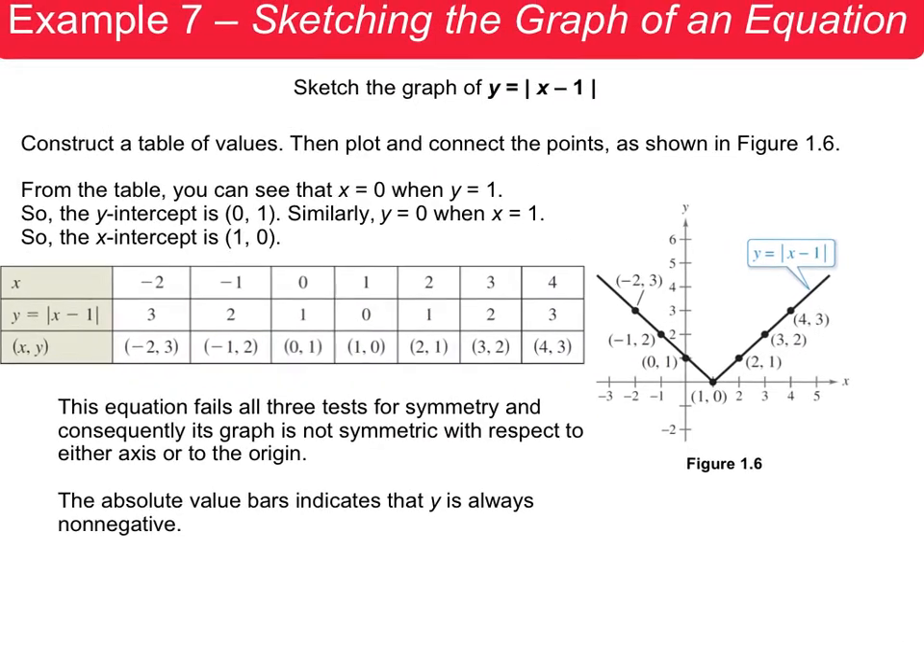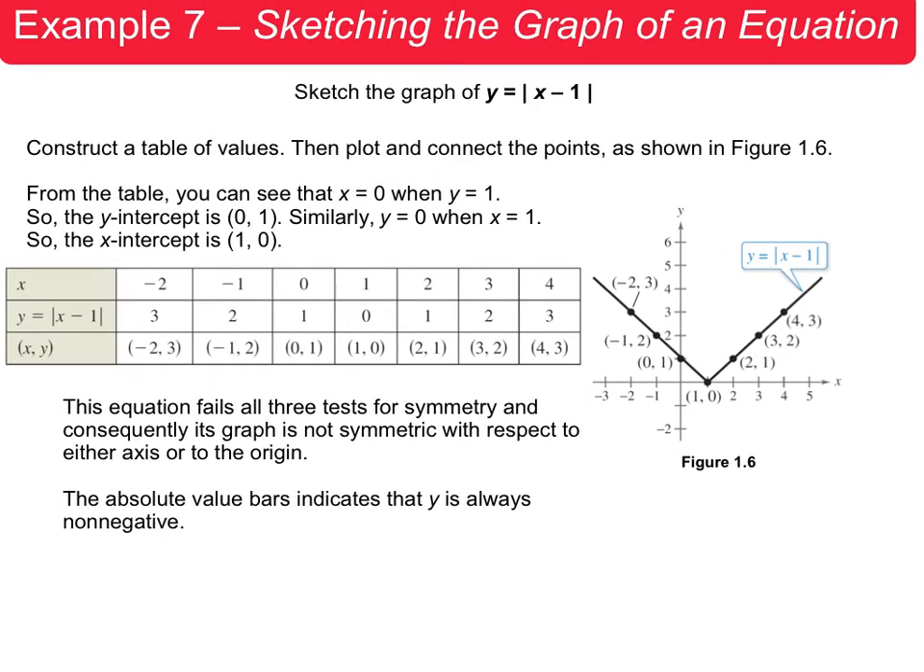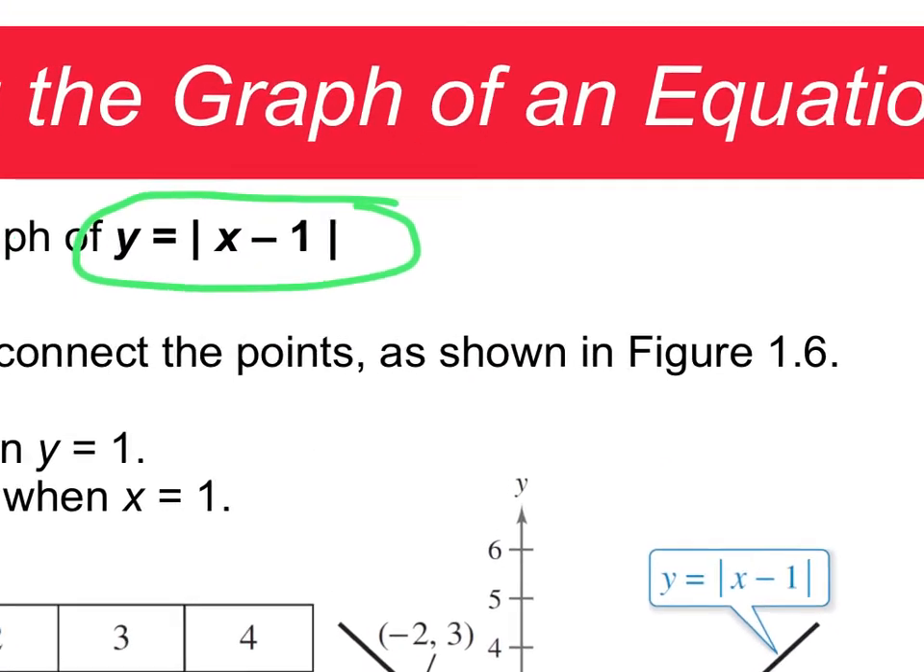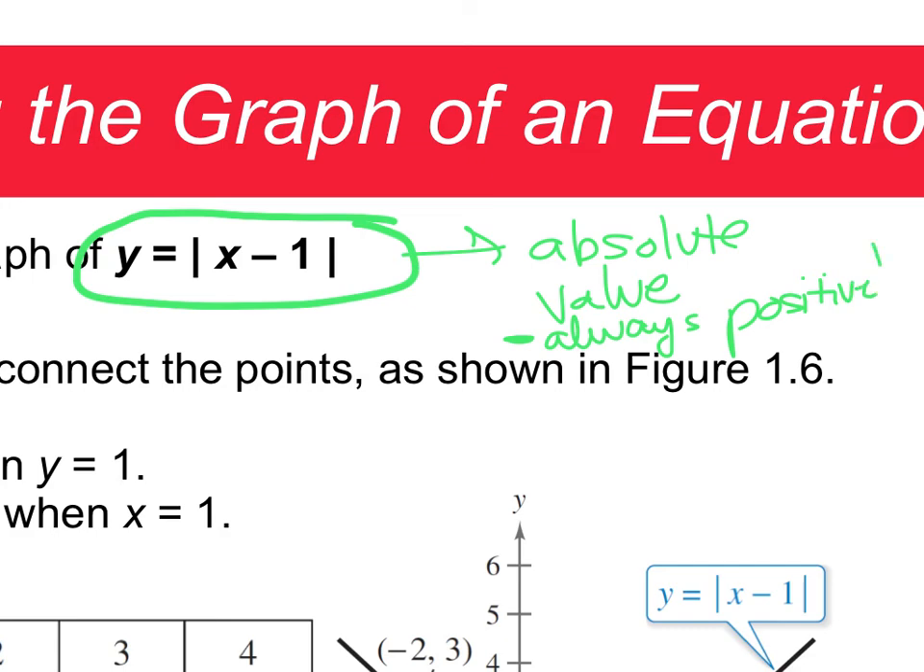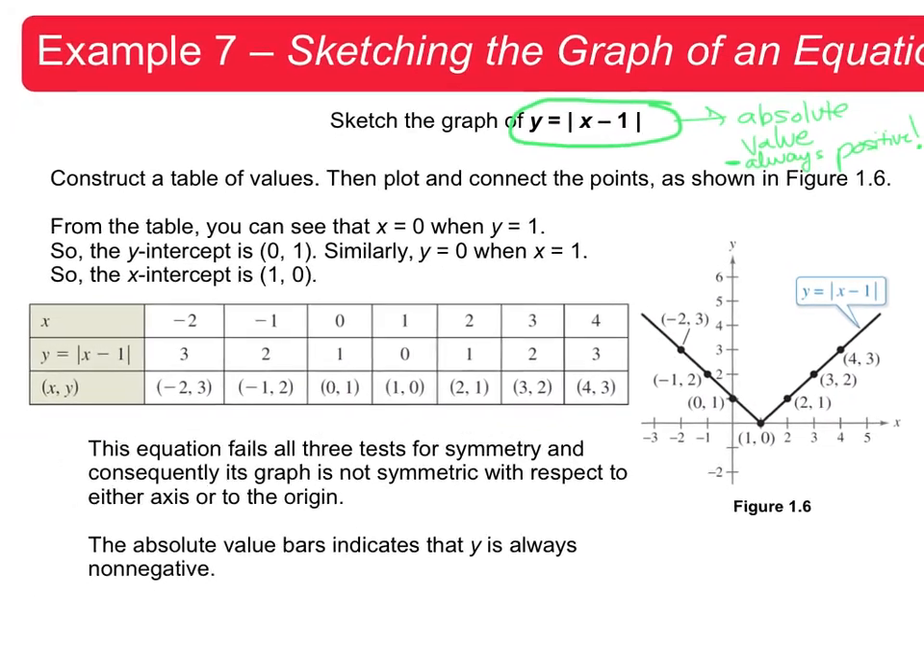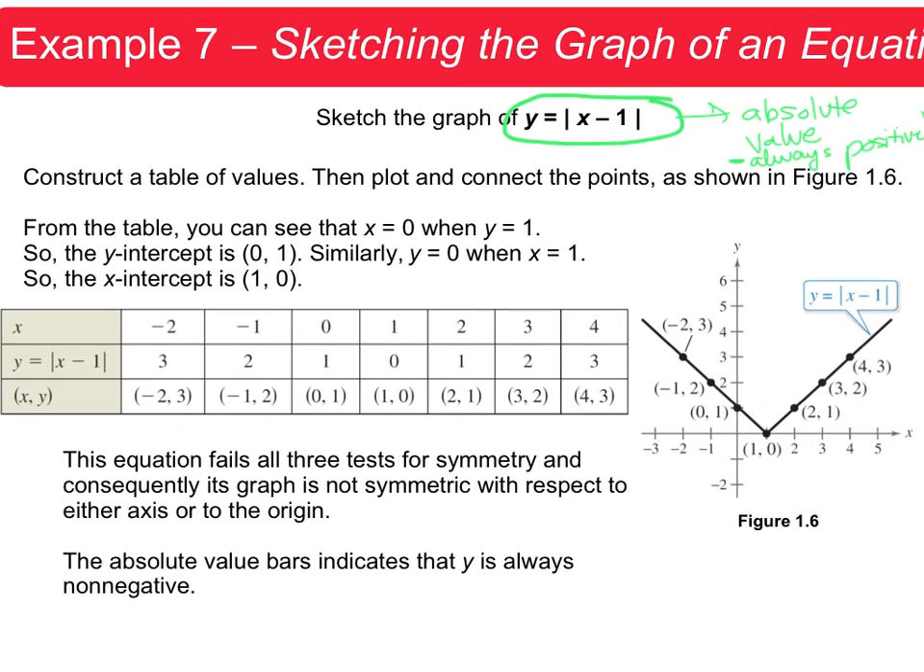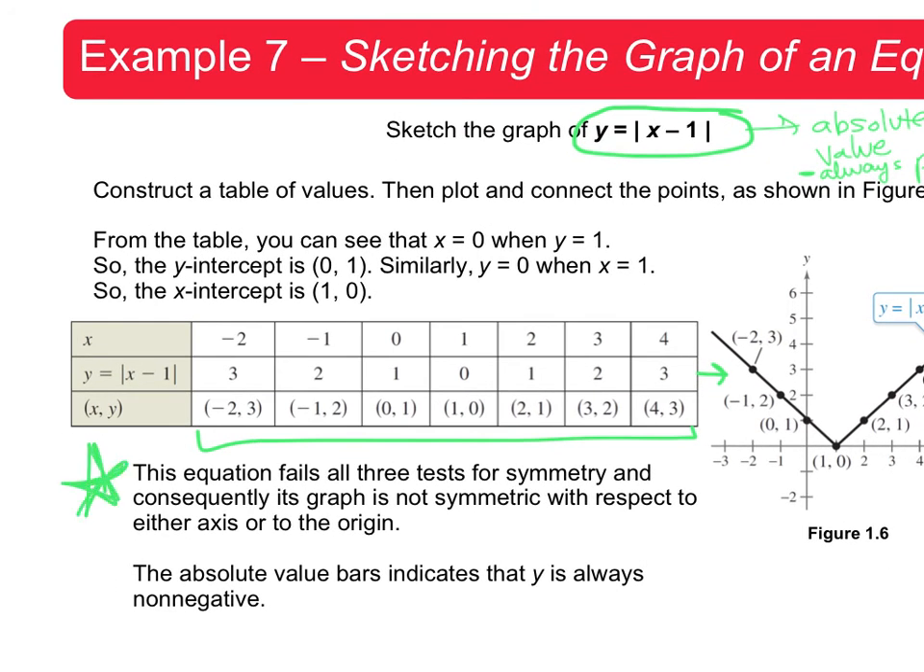And here's one where we have a graph, y equals the absolute value. Good review there. And remember, absolute value is always positive. So if you just read through what they did here in example 7, again, this is straight from the textbook. We make our table, we get all of our ordered pairs, we see what it looks like. And then there is a note down here that this equation fails all 3 types of symmetry.